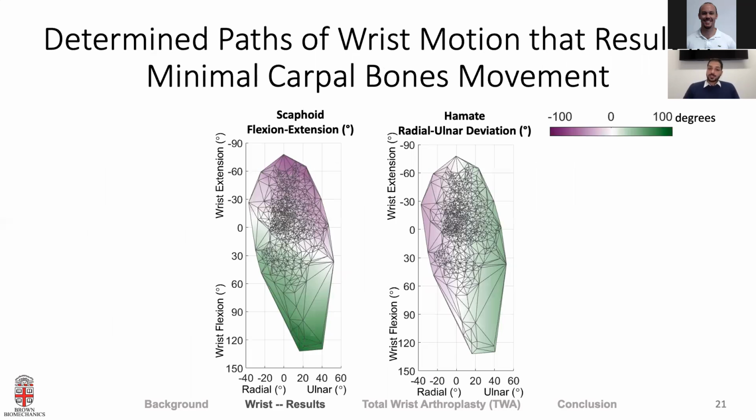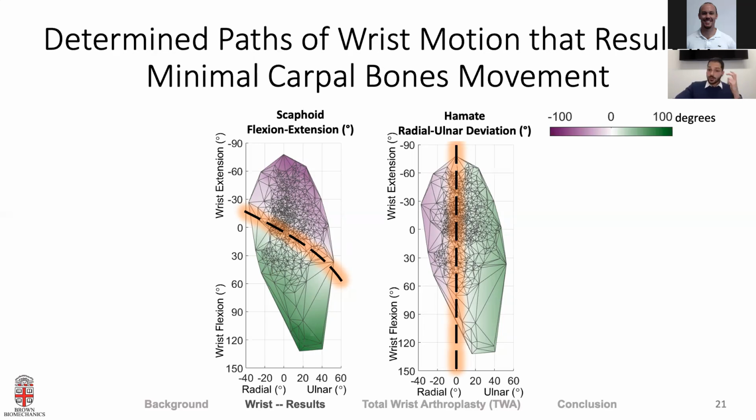One of the advantages of having a model is that it can help us look at the patterns and behaviors. In this talk, let's look at the path where the bone has minimal rotation or translation. What this means is that when I move my wrist in a certain direction, for example, flexion extension, that specific bone doesn't move in the degree of freedom that I'm going to talk about.